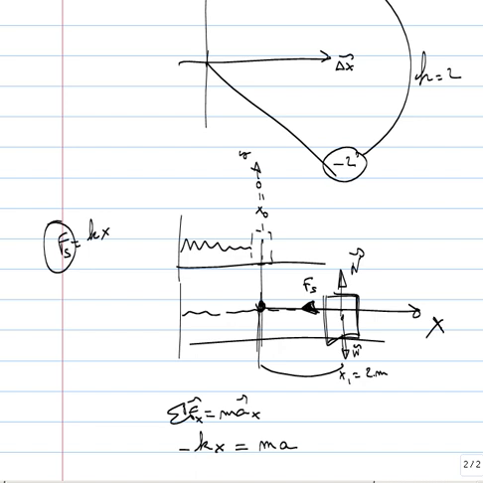If I know the displacement x or delta x, and let's say k is 10, then I have minus 10 times 2 is equal to m, let's say 1 kilogram, times a. Therefore, a is equal to minus 20 meters per second squared. The minus sign tells me that it's going in the opposite direction as the one that I decided to be positive.